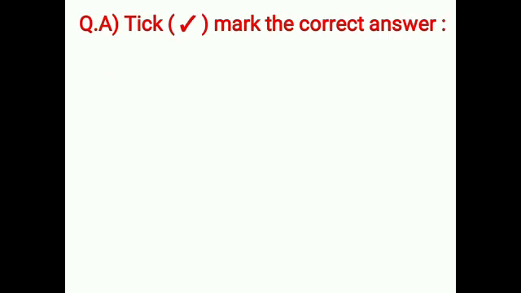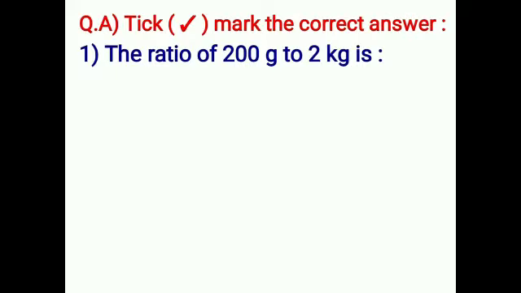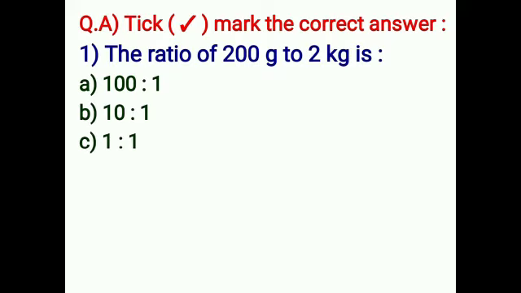Now let us solve exercise 8.1. Here question number A: tick mark the correct answer. The first one is the ratio of 200 gram to 2 kg is. Option A, 100 is to 1. Option B, 10 is to 1. Option C, 1 is to 1. Option D, 1 is to 10.